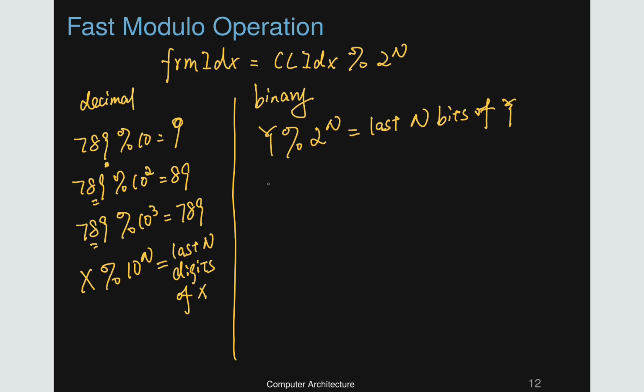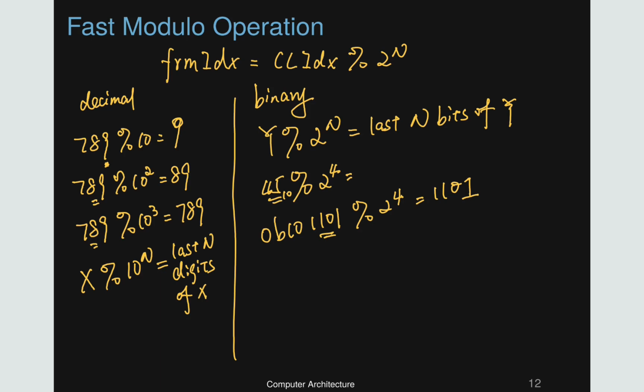For example, say we have the decimal number 45, and we want to compute 45 modulo 2 to the 4, which is effectively 16. All we need to do is take the binary format of 45, which is 0b101101, and modulo 2 to the 4. All we need to do is take the last 4 bits.